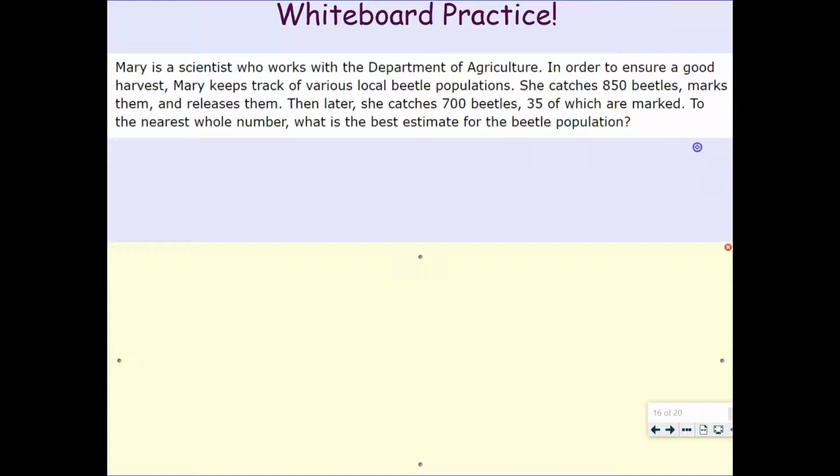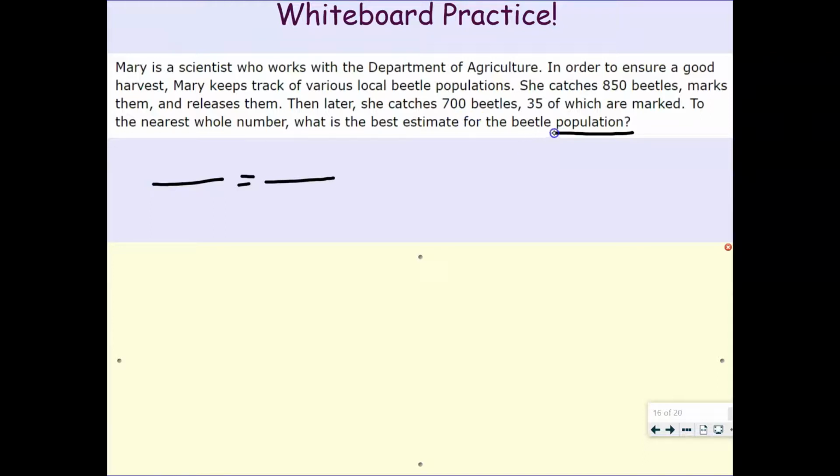It says, Mary's a scientist who works at the Department of Agriculture. In order to ensure a good harvest, Mary keeps track of various local beetle populations. She catches 850 beetles, marks them, and releases them. Then later, she catches 700 beetles, 35 of which are marked. To the nearest whole number, what's the best estimate for the beetle population? Well, we want to know the whole population. So let's start our proportion. Go ahead and write that down.